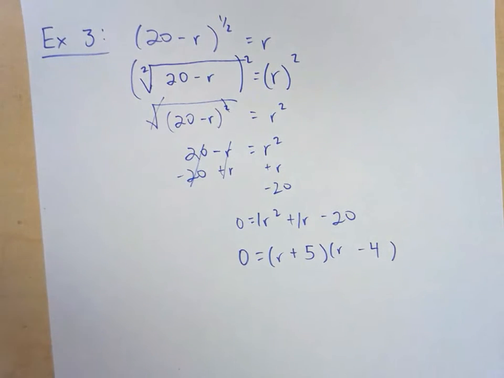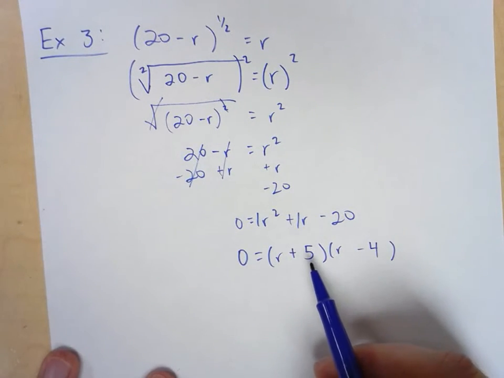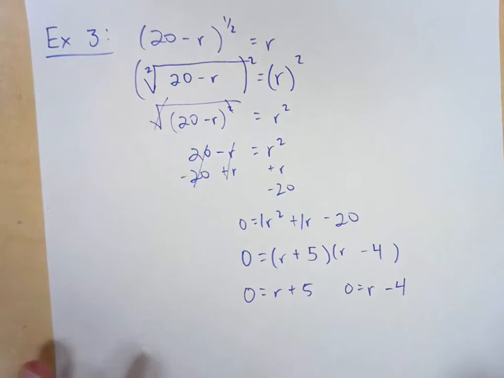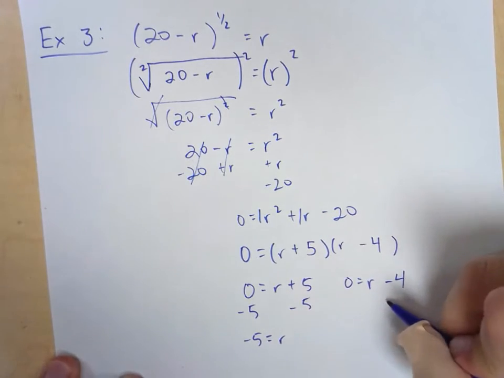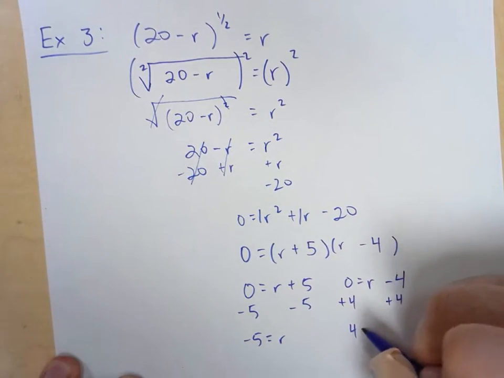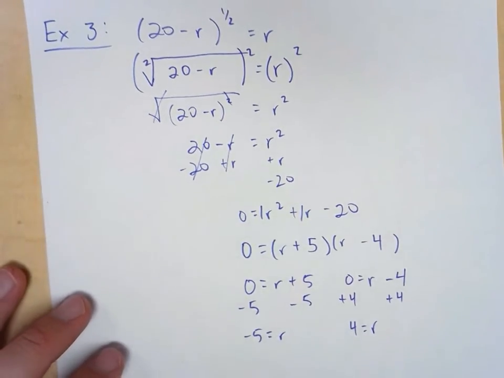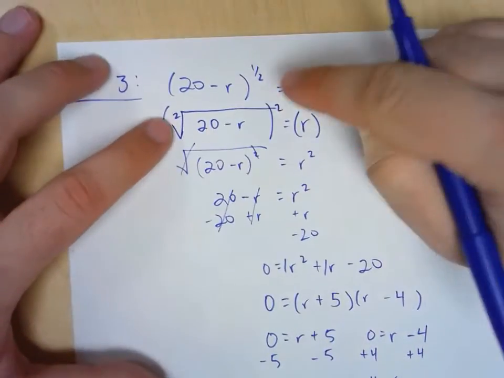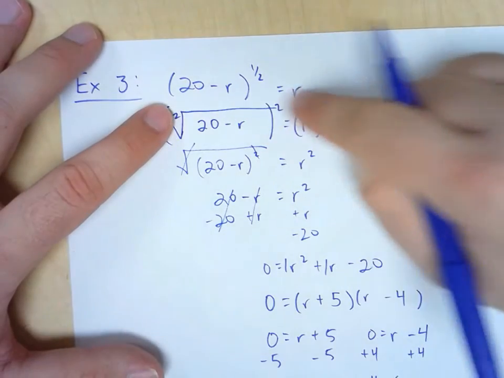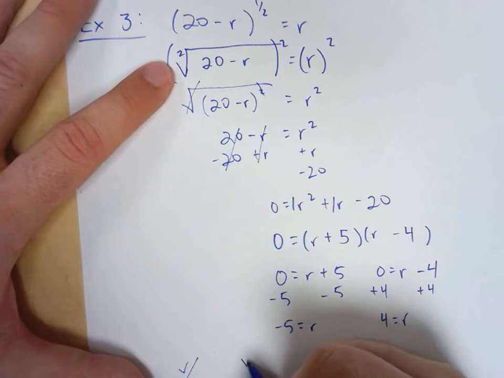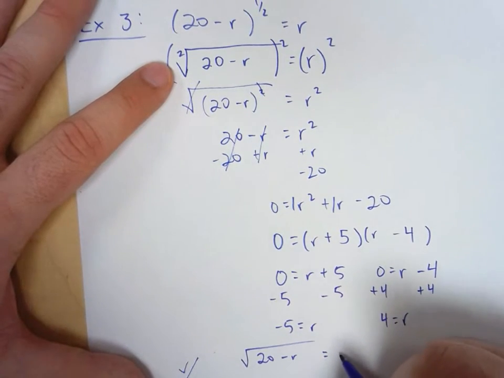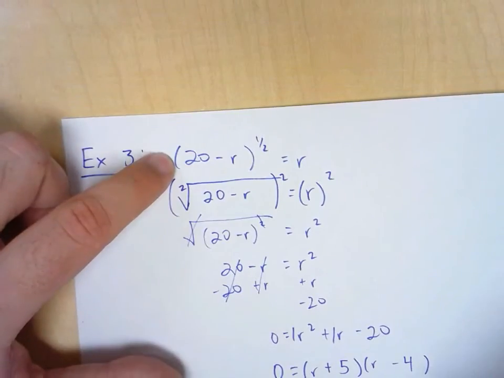We use the zero product property again. 2 things multiplying, 2 binomials that are multiplying this time, equals 0. So r plus 5 equals 0 or r minus 4 equals 0. Solve these just like algebra 1 level problems at this point. Negative 5 equals r, and we're going to have positive 4 equals r, and now we're still going to have to check both of these. So we'll go back to the original problem, and I'm actually going to go to my translated form first. I know this is my original problem, but I don't want to translate every single time. So I'm just going to use the square root of 20 minus r equals r. And that's just my first step after I translated it.